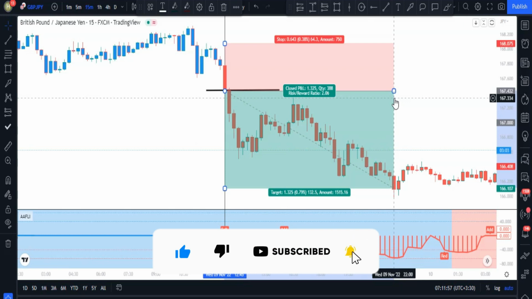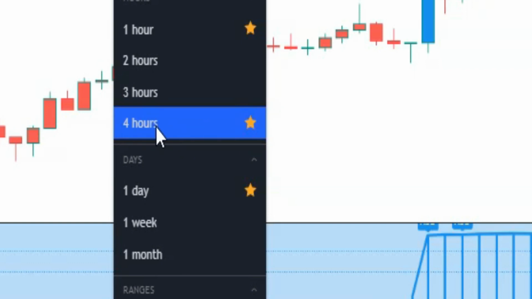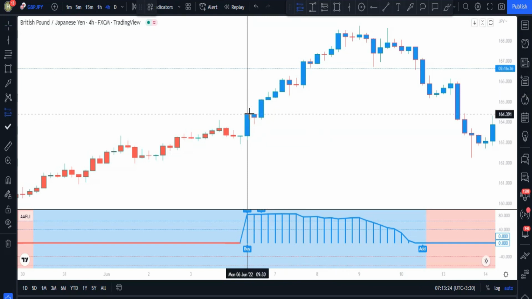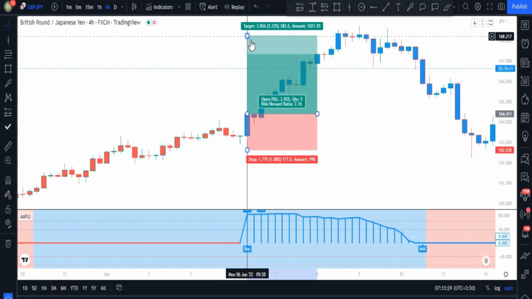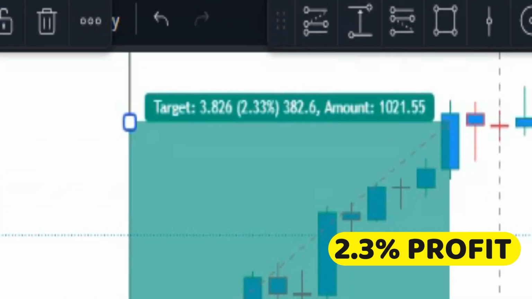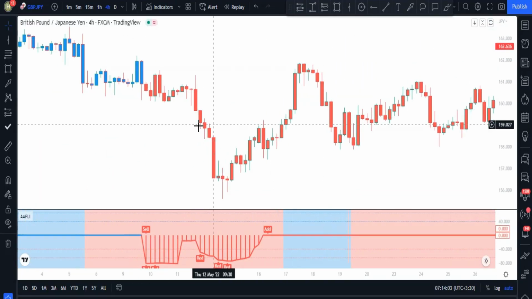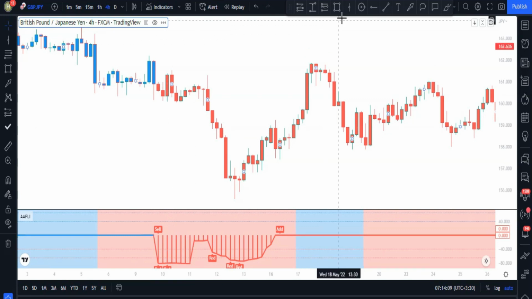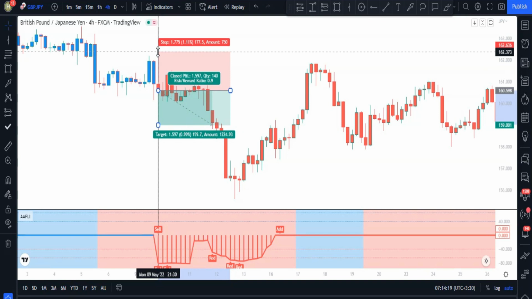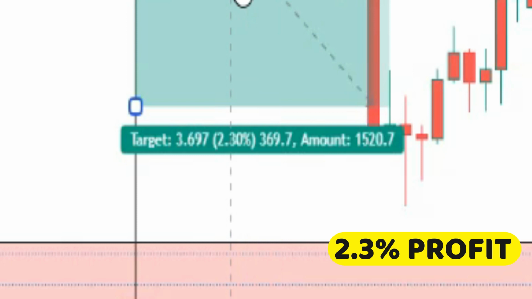Now let's check out how accurate this strategy can be on any time frame. This is the 4-hour time frame. This is a valid buy signal. And we made 2.3% profit with only a single trade on a spot mode on Forex, which is absolutely amazing. Let's check out the history of these signals in the 4-hour time frame. Check out the next signal. There's a sell signal here. And we also made 2.3% profit by this trade.